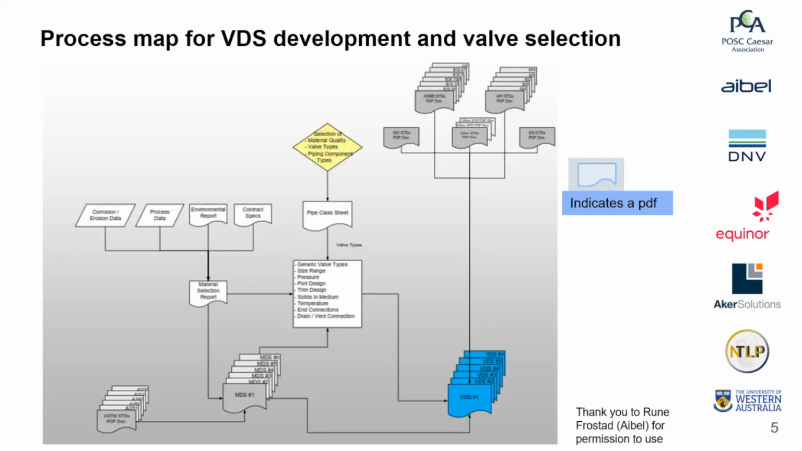This was put together by Runa Frostedt from Able, who's been a valve engineer for about 30 years. We said to him, come on, Runa, give us a diagram of what you do when you do this specification. This is his map of all the different documents he has to consider to make one VDS. And I could see why he's as grey as he is.